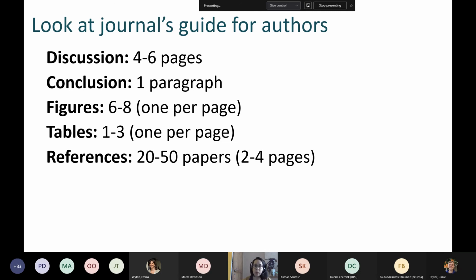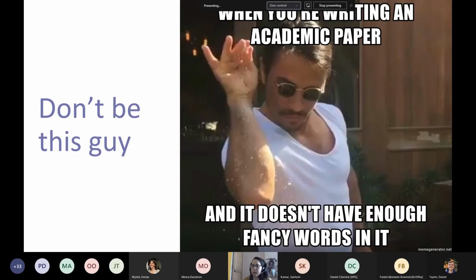My other tip as well is when you're writing, keep your writing really simple. You don't need to have loads and loads of extra words. So don't be this guy. When you're writing an academic paper, it doesn't have to have loads and loads of fancy words. So don't feel the need to put in loads of extra describing words. We're all scientists. We don't need all these extra words. So keep the language simple.